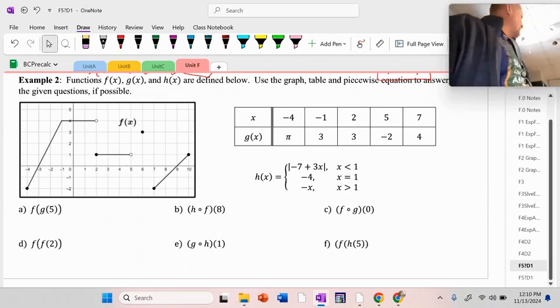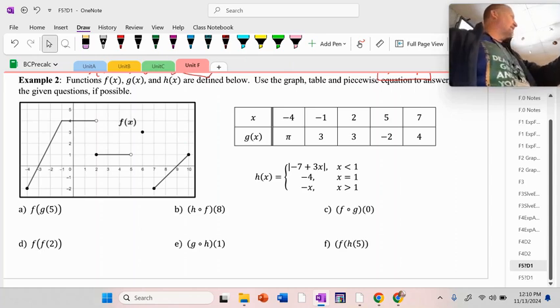Okay, and we've talked about piecewise before. You didn't like that chapter, did you? You didn't like that section. Wasn't that one of the ones you didn't like? Yeah, I hated it because it was new.